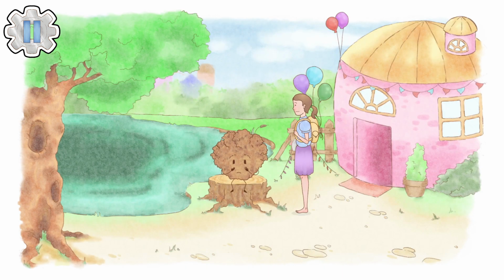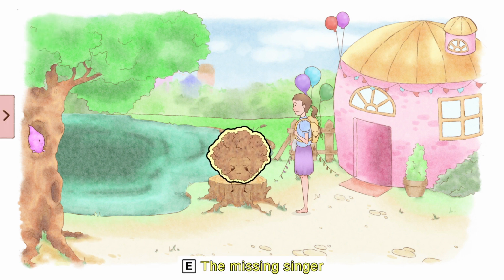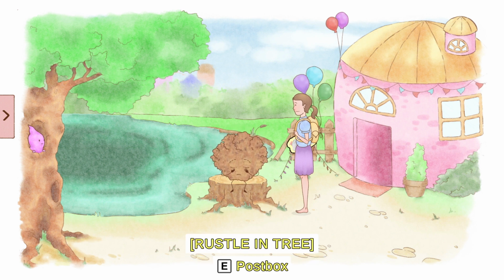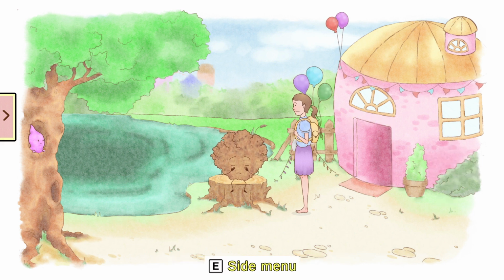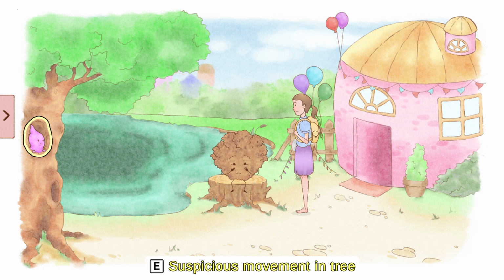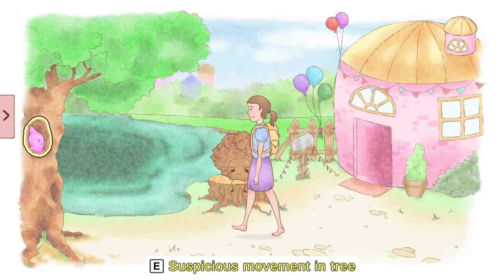A small pink wispy creature emerges from a hollow in the tree and begins to glance side to side. I love it. The missing singer. Press E to select. Did it steal her voice? What the heck? Oh wait, is that her voice? That has to be her voice. Door to decorator's house. Path to town square. Side menu. Suspicious movement in tree. Let's go check this out.